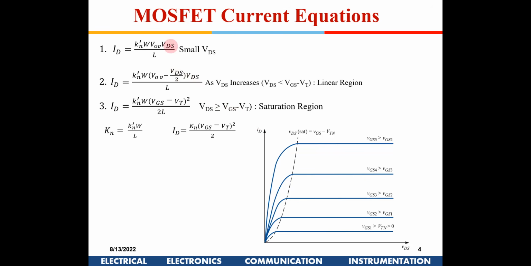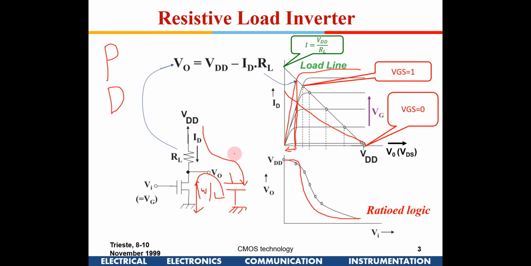So these are the current equations. Okay. Sir, one doubt. Yeah, tell me. Sir, how does increasing W by L increase the current?